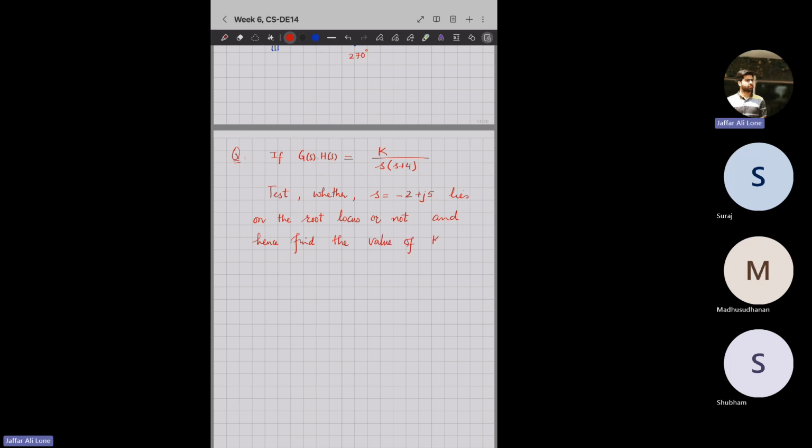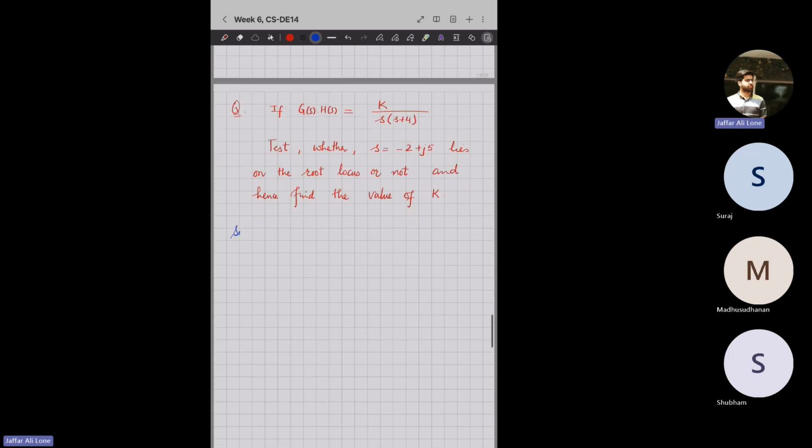Pay attention. So let's solve it. How do we solve these type of questions? First, let me tell you. We just discussed how we can find the angle of a point in a complex plane.